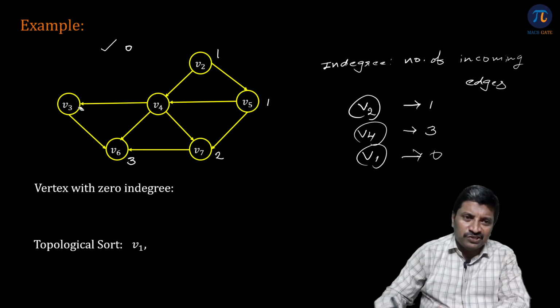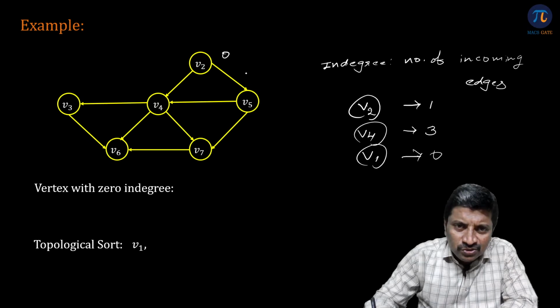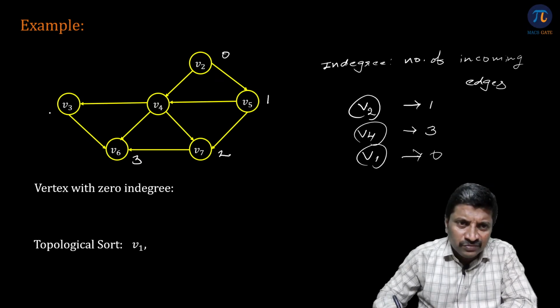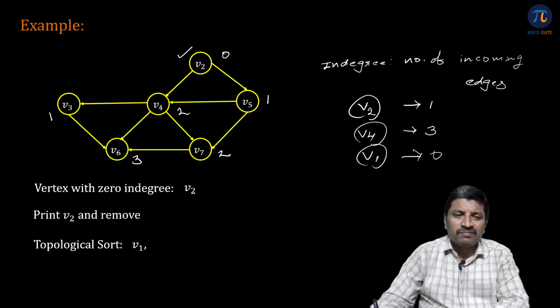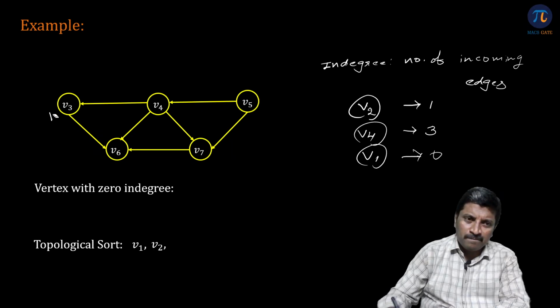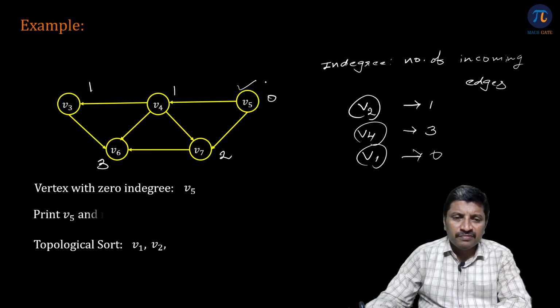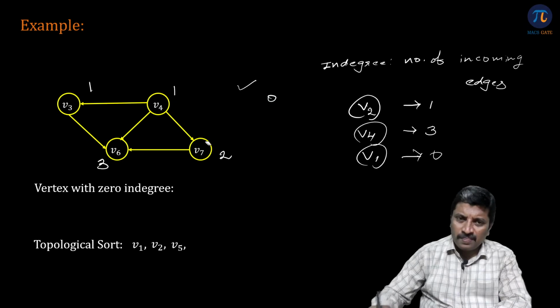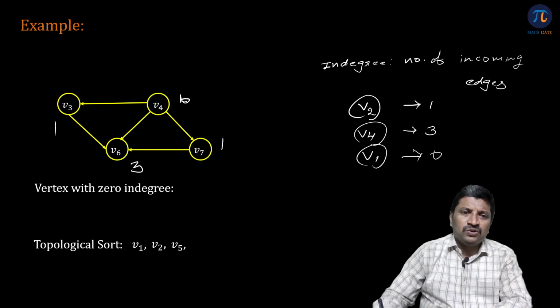Then the in degrees may change, because you removed some lines. Again write the in degrees. This is 0, this is 1, this is 2, this is 3, this is 1, this is 2. Who is the next hero, sir? V2. So write V2, print and remove it. Again the degrees will change. This is 0, this is 2, this is 1, this is 1, this is 3. Who is the hero now? V5. Remove it. Then this is 0, 1, 3, 1. So who is the hero, sir? V4.